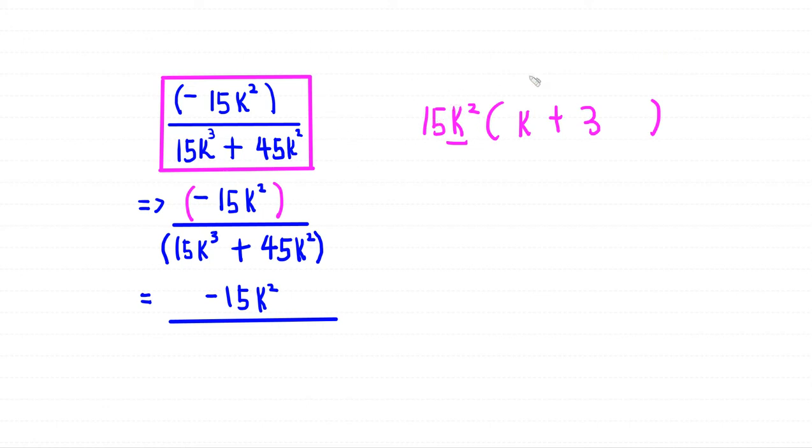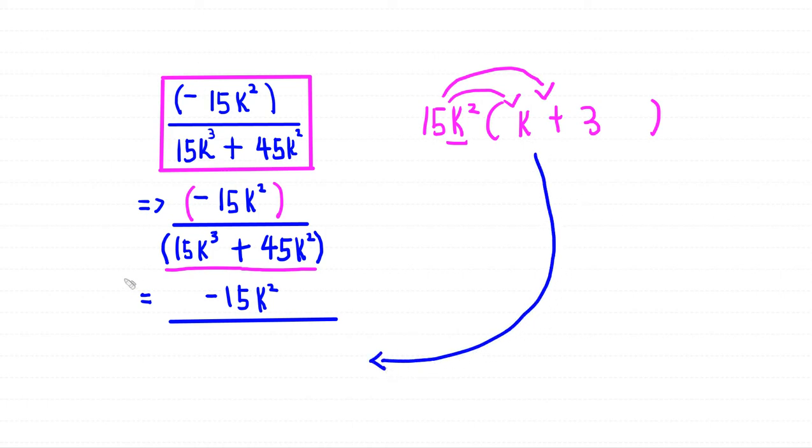We can check that if we multiply using the distributive property, we get this term right over here again. So writing this in the denominator, we have negative 15 times k squared over 15 times k squared times k plus 3. Then we can simplify 15k squared and 15k squared on both sides, but we need to be careful here.